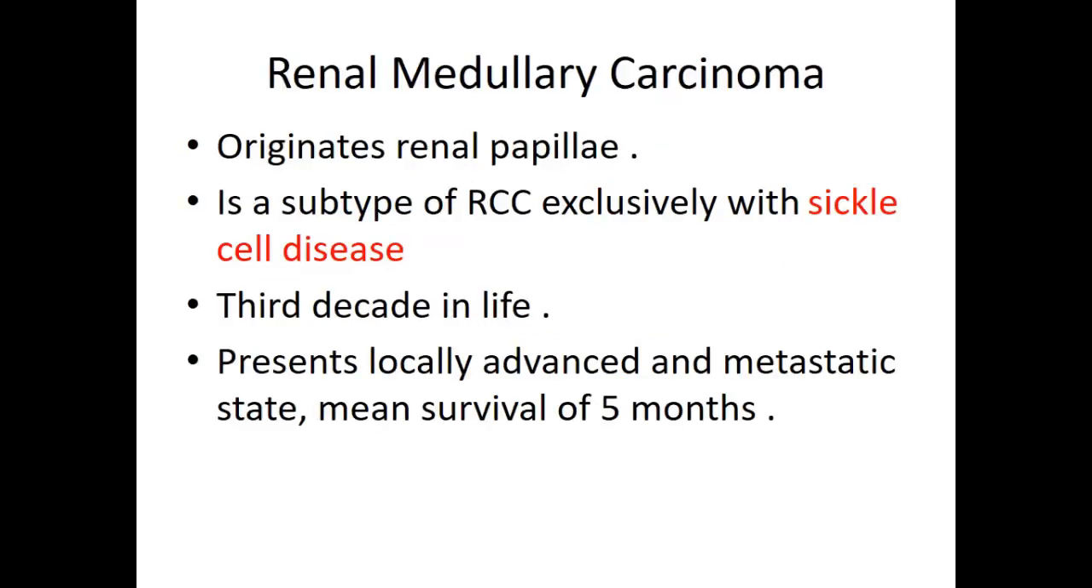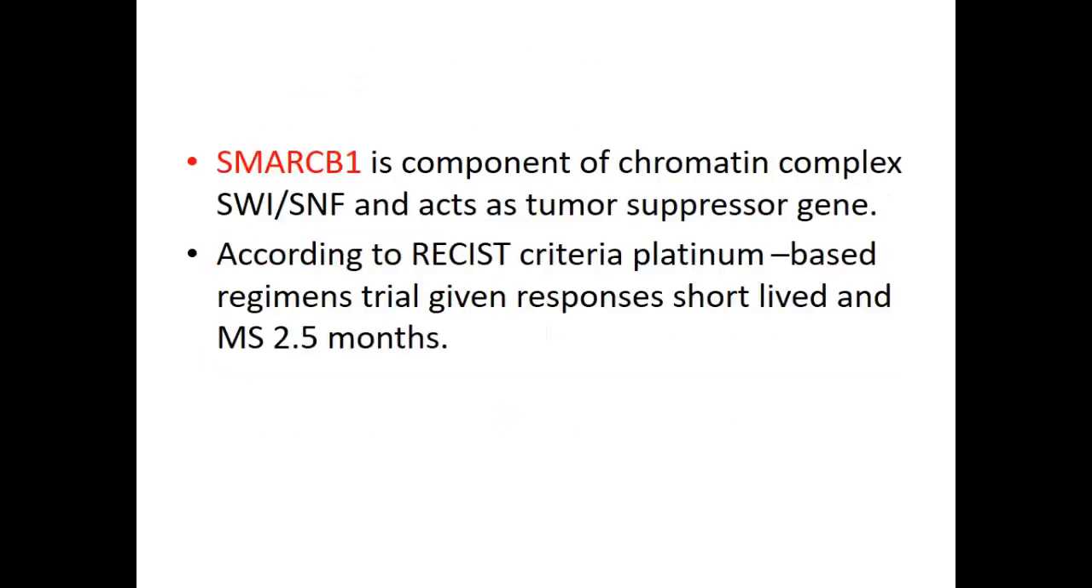Renal medullary carcinoma originates from the renal papilla. It is a subtype of RCC exclusively associated with sickle cell disease, occurring in the third decade of life. It presents at a locally advanced or metastatic stage with a mean survival of 5 months. The gene involved is SMARCB1, a component of the chromatin complex, which acts as a tumor suppressor gene. According to RECIST criteria, a platinum-based regimen gave a short-lived response, with a median survival of 2.5 months only.